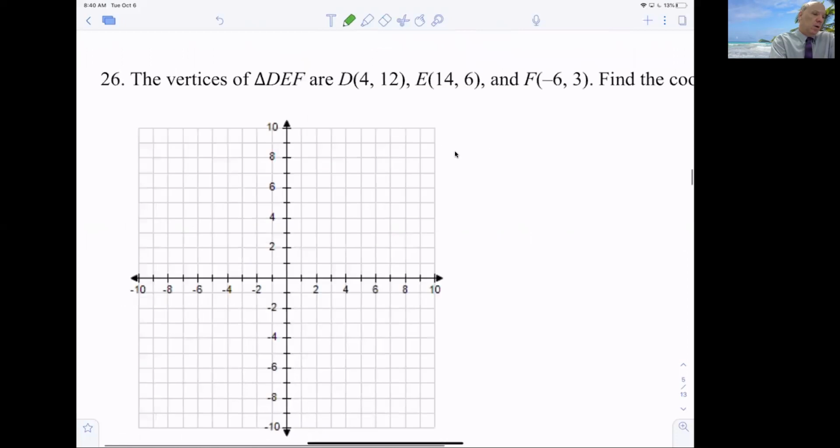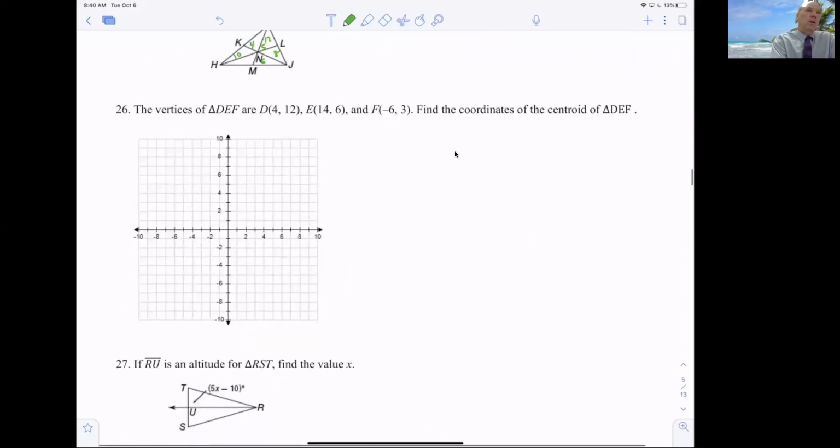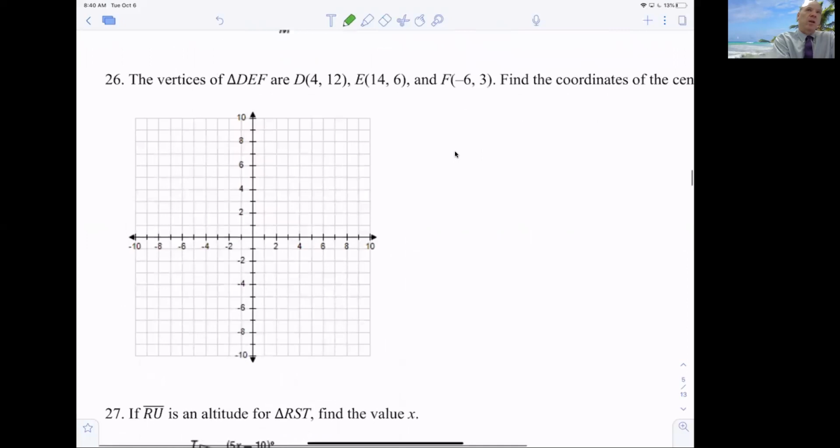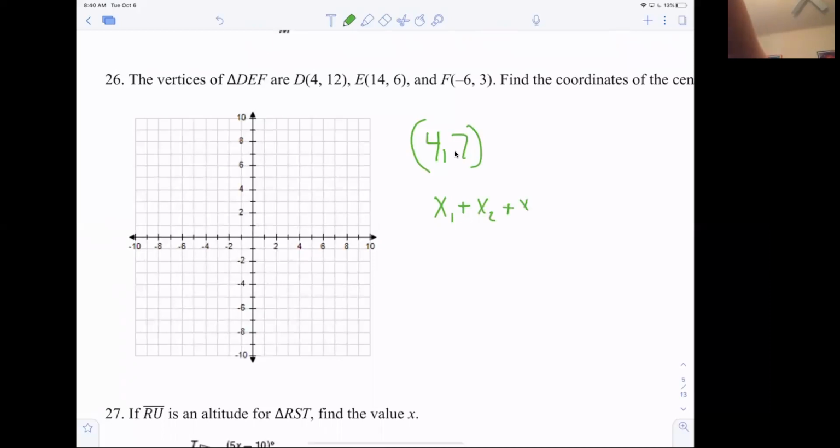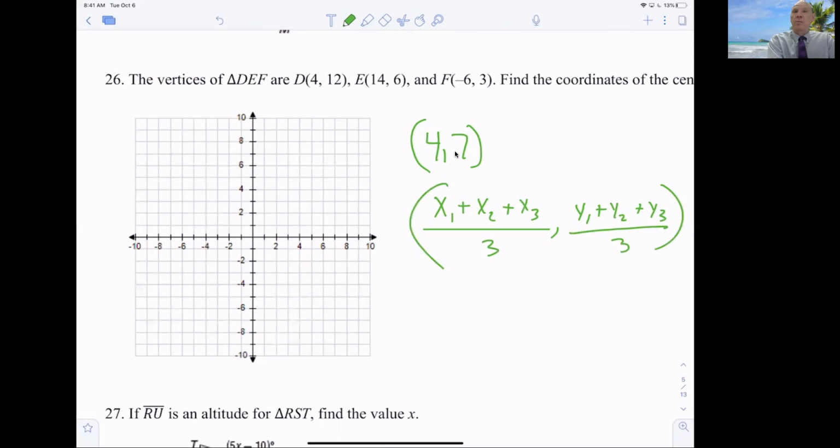Same problem. All right, now here we go. Centroid. Now, again, the centroid is just the what? Average. So you could save yourself some time here. I don't care if you use the formula. So what is the centroid? 4, 7. Does anybody need me to help you with the centroid? Remember, the centroid is x1 plus x2 plus x3 divided by 3, comma, y1 plus y2 plus y3 divided by 3. Anybody have any issues with that?